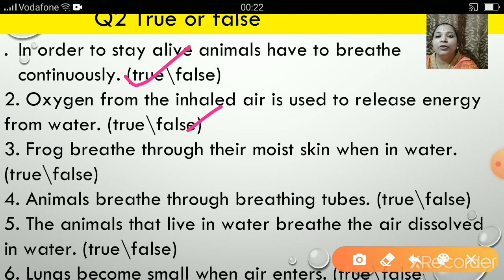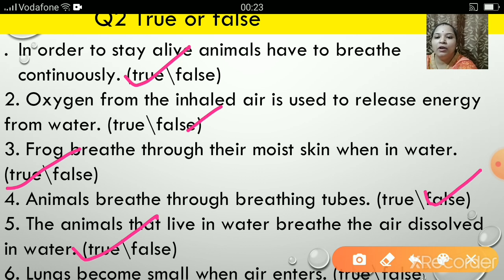Frogs breathe through their moist skin when in water. So, that's true or false? That's true because when it is inside the water, it breathes with its moist skin. When it is on land, it breathes with the lungs. Now, animals breathe through breathing tubes. That is false. The animals that live in water breathe the air dissolved in water. That is true.